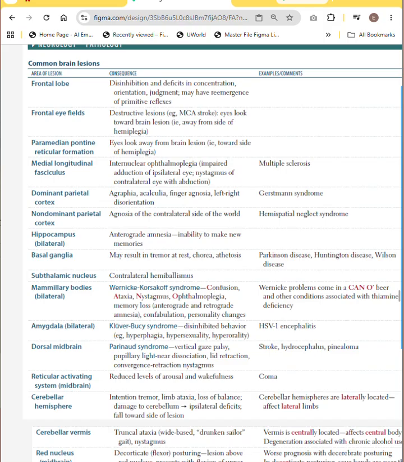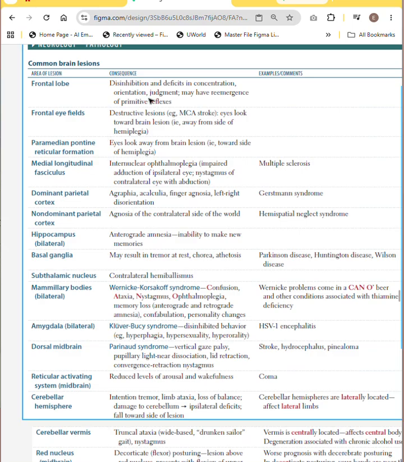Now, what do we mean? Primitive reflexes are reflexes that babies have, right? These are like the grasp reflex, rooting reflex, snout reflex. Adults should not have them. But imagine if an elderly patient suddenly starts sucking his thumb or her thumb. This is a reflex that only babies do, right?